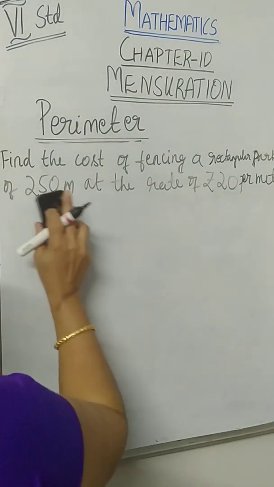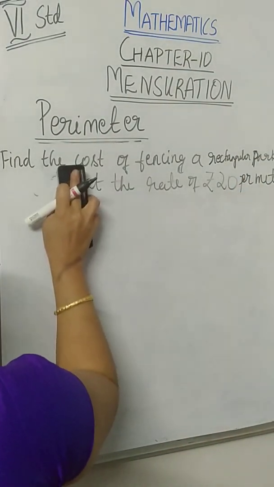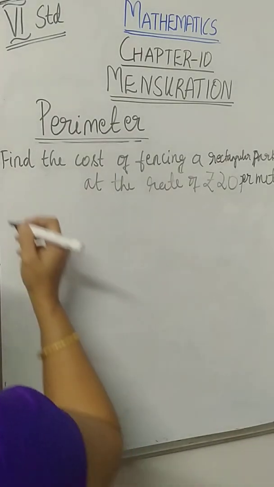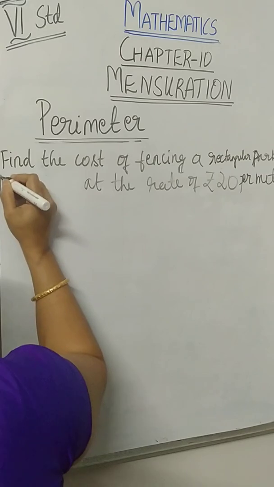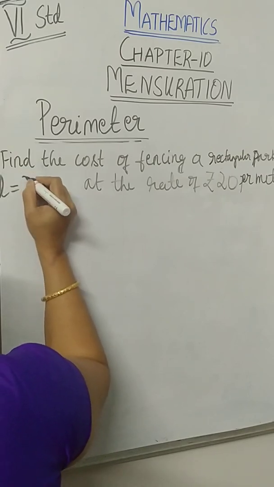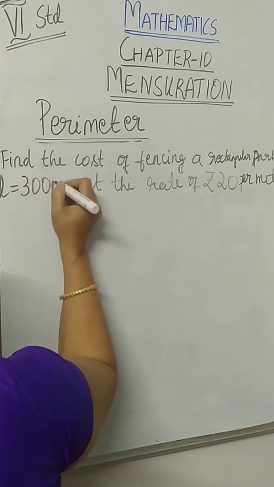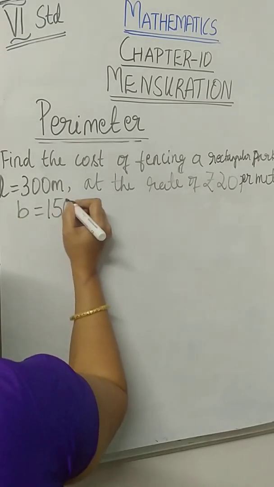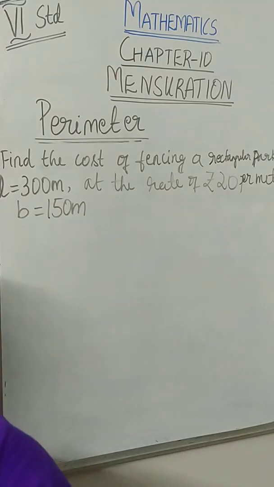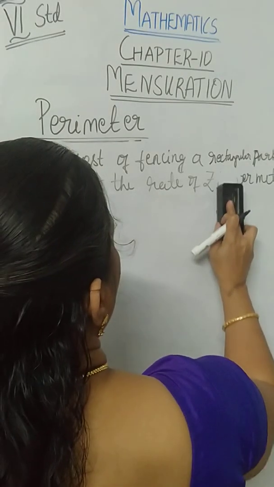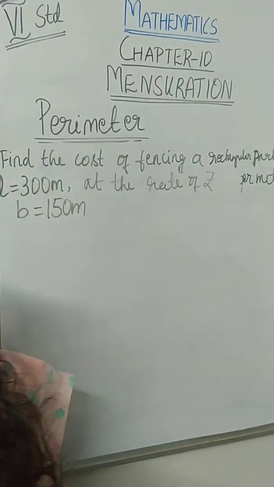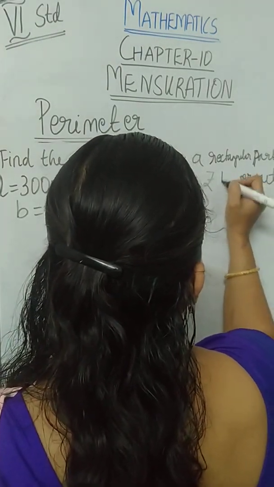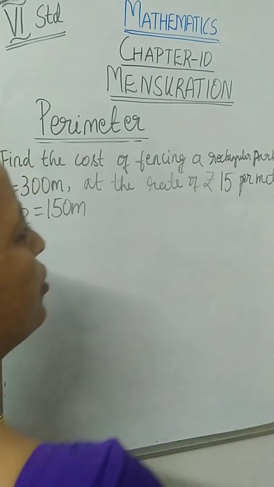And when I say rectangle, it will have a length and breadth. I'll give you the length and breadth. Let the length be 300 meter and the breadth be 150 meter. Okay? And what is the cost? At the rate of rupees, let us change even this. Let the cost be 15 rupees per meter. Okay?